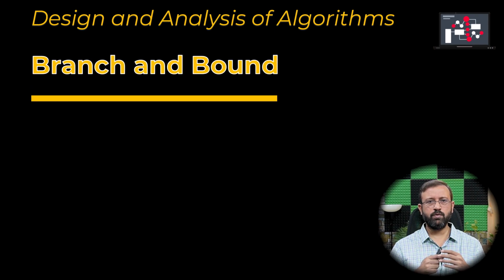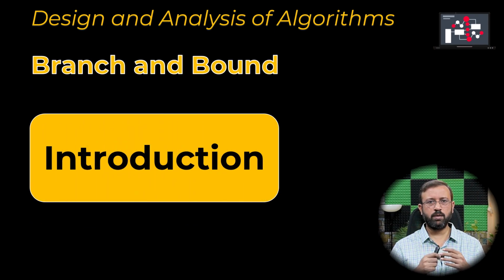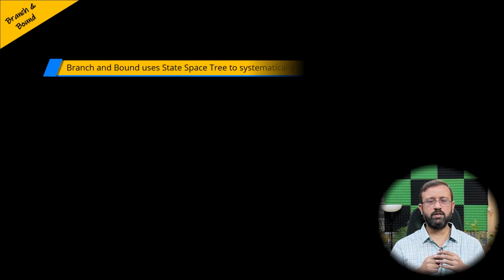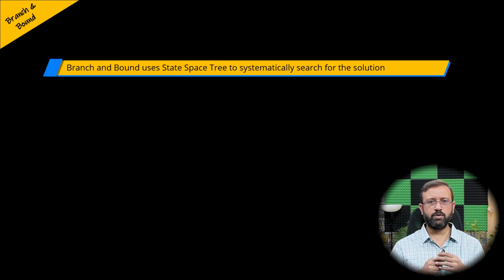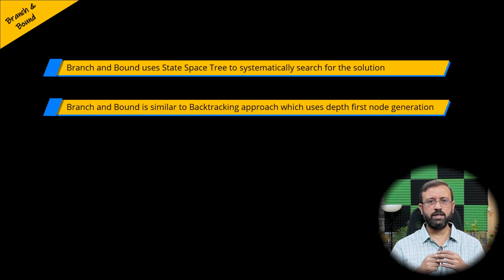In this video, we will look at the branch and bound approach to solve computational problems. Branch and bound is also one of the problem-solving approaches which uses a state space tree to systematically search for a solution. This strategy is like the backtracking approach. However, backtracking algorithms are distinguished by the way in which the possible solutions are explored. That is, the backtracking strategy uses depth-first node generation to find the solution.